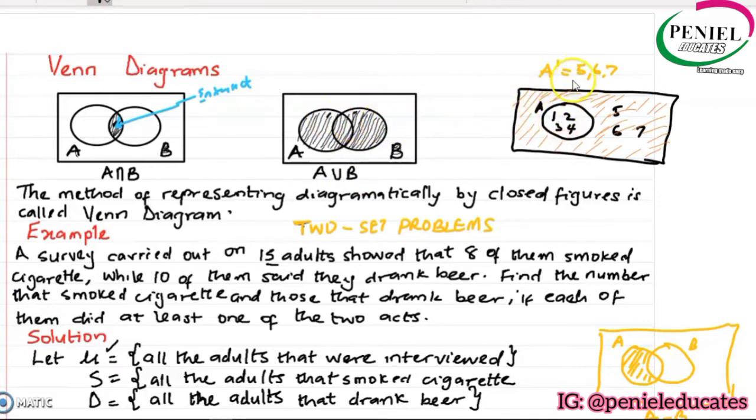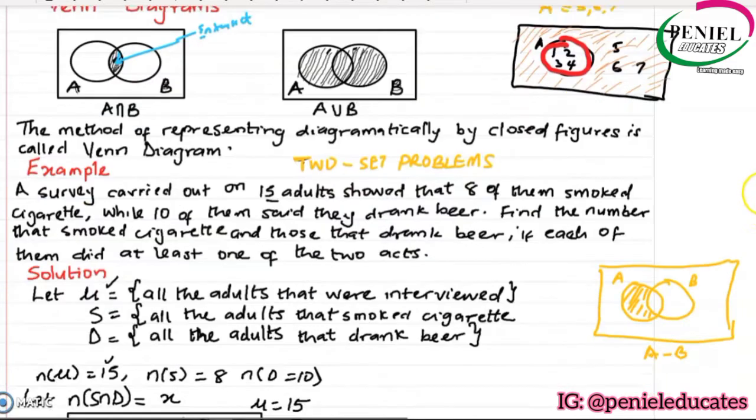Then if you have A complement, this is actually set A. Everything here is set A, 1 2 3 4. And A complement will be something that's outside A, that is not part of A, and that's what we have as 5 6 7, which is the shaded part.